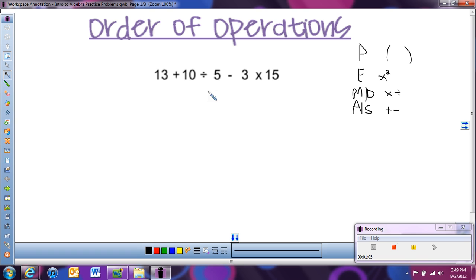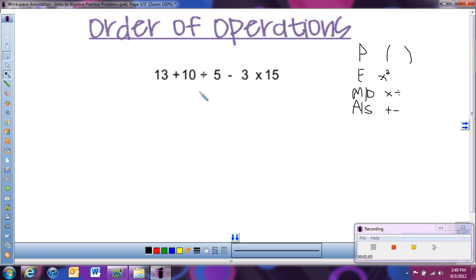So we're going to look at this first problem over here. First we're looking for the parentheses. Are there any parentheses in this problem? No, there are not. So we're going to move on to the next step, which was E, the exponents. Are there any exponents in this problem? You can see that there are no exponents in this problem. So we're going to move on to M and D, multiplying and dividing from left to right. In this problem, I can see that there's dividing and multiplying, but remember we're always working from left to right.